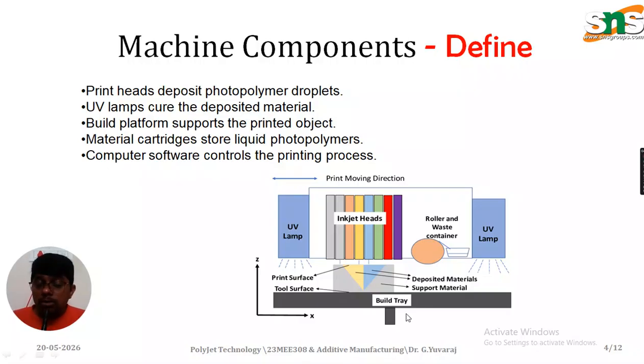So this is how the UV lamp, the inkjets, the roller and the waste container work, curing over the support materials. That is how it works in this layer.